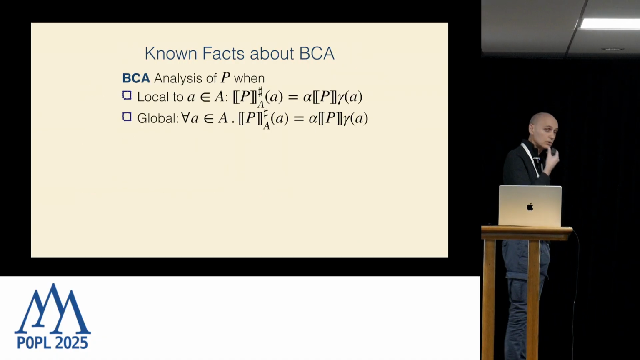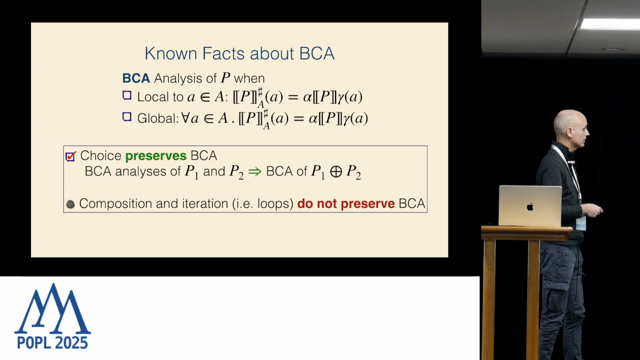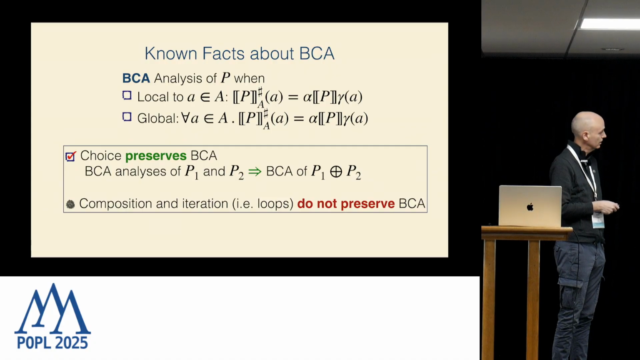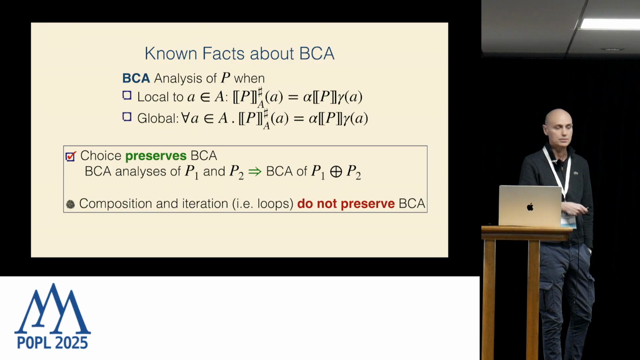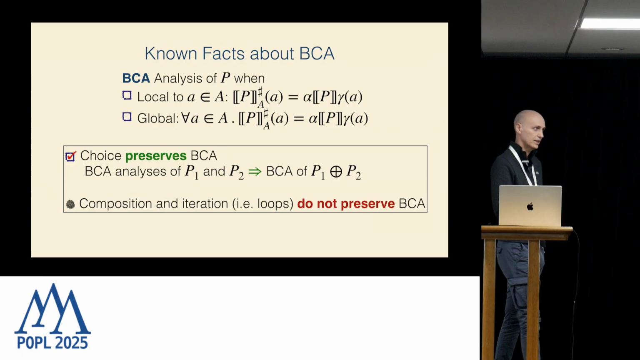So what do we know about BCA, being the best? We know already that choice is not a problem. So if we put a non-deterministic choice between two programs, and we know that these two programs already satisfy the BCA property, then their disjunction, their non-deterministic choice still satisfies the BCA. Of course, this is not true for composition and iteration.